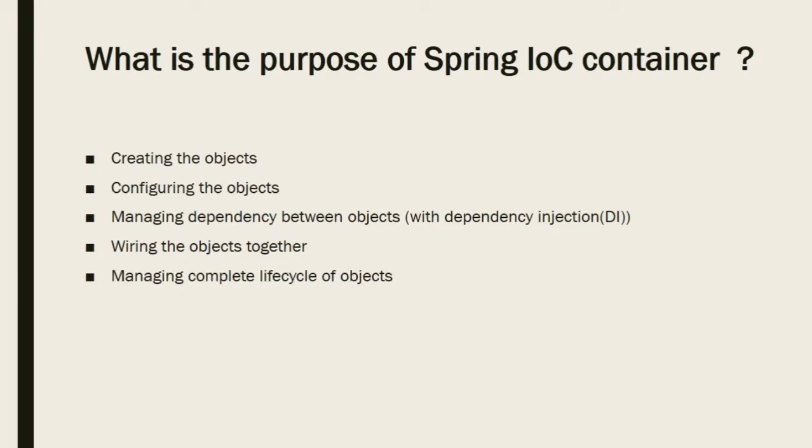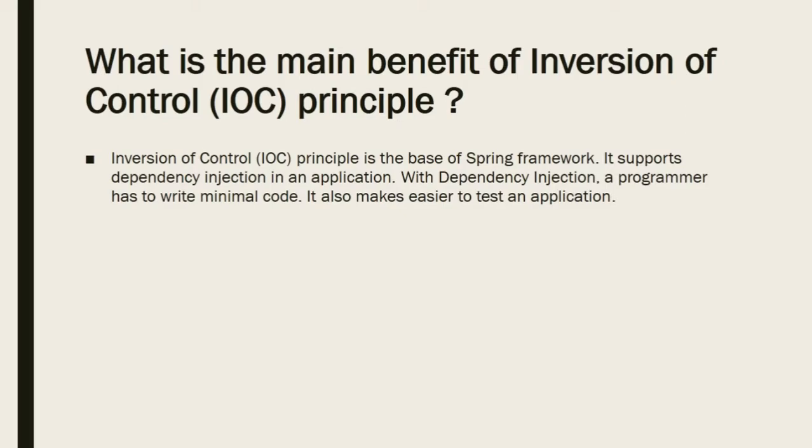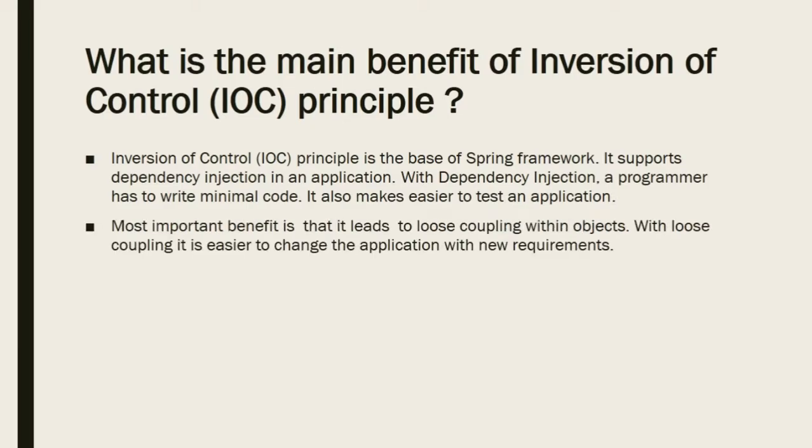Okay, what is the main benefit of inversion of control principle? 1. Inversion of control principle is the base of Spring framework. It supports dependency injection in an application. With dependency injection, a programmer has to write minimal code. It also makes it easier to test an application. 2. Most important benefit is that it leads to loose coupling within objects. With loose coupling, it is easier to change the application with new requirements.